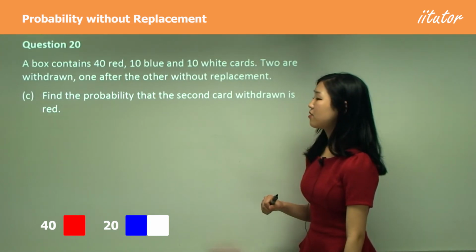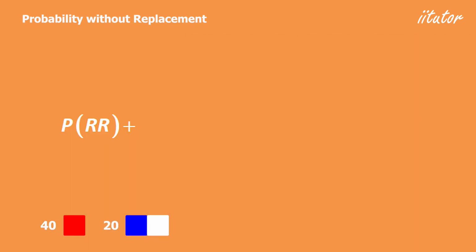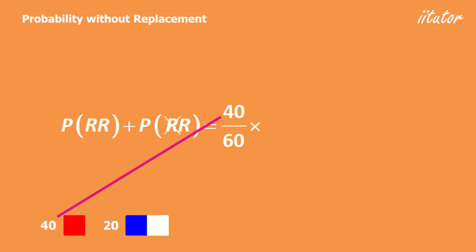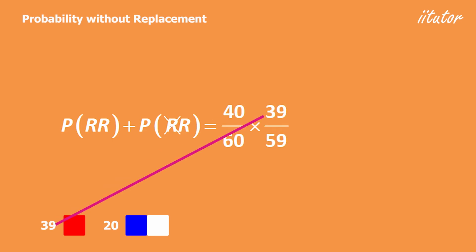If the second card is withdrawn as red, it could be 2 cases: one which is red, or the first is a non-red and then a red. So the second one could be a blue or a white. When the first one is red, there's 40 red out of 60, so it's 40 out of 60 for the first pick. And the second one will be 1 less from top and bottom, which is 39 out of 59.